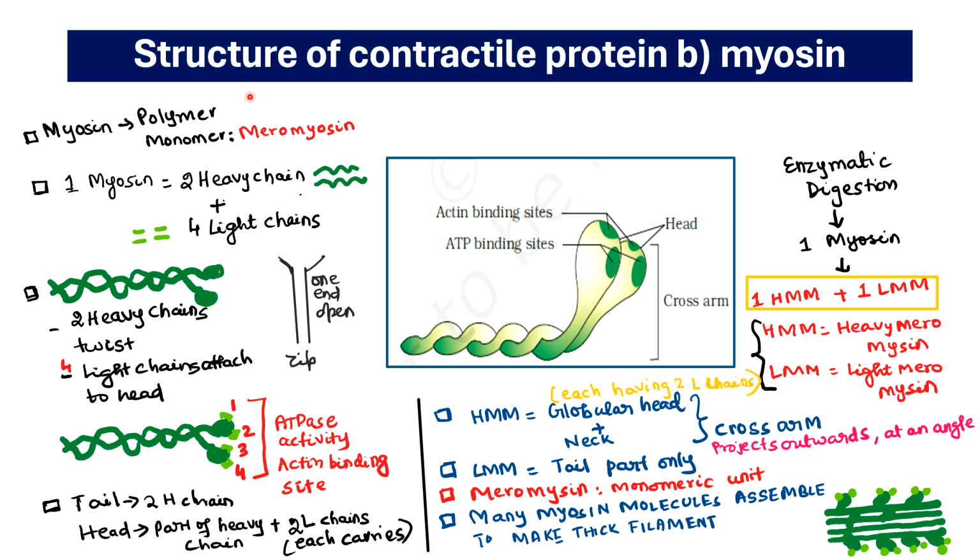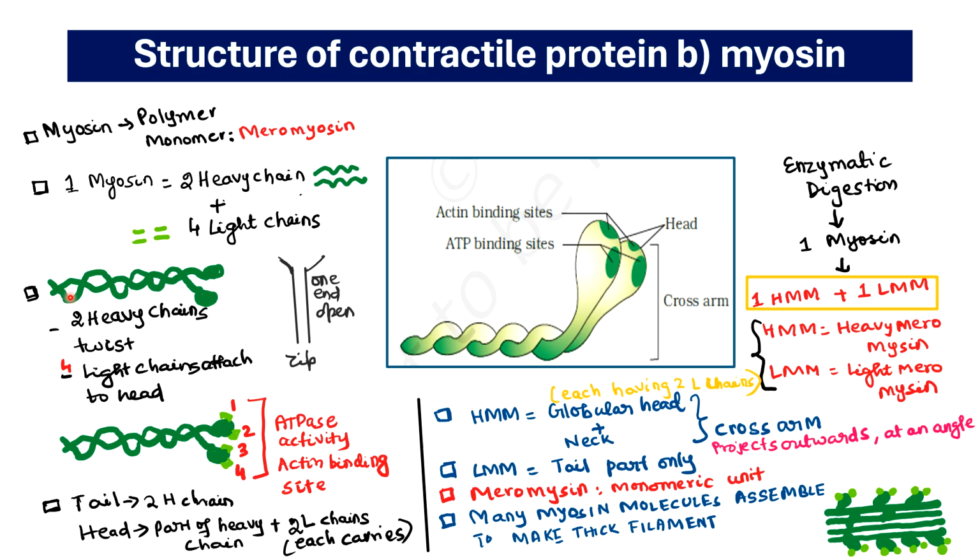Let us now understand the structure of the second contractile protein, that is myosin. Now each myosin is made up of many myosin molecules. Okay. So the myosin molecules can also be referred to as meromyosin. Now each myosin molecule is made up of two heavy chains and four light chains. Heavy means the molecular weight is more and light means molecular weight is less.